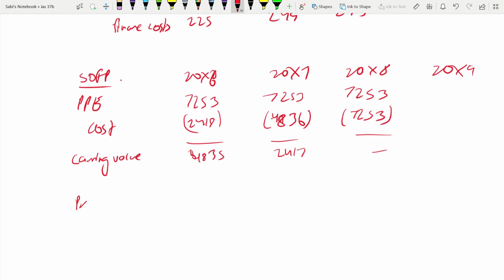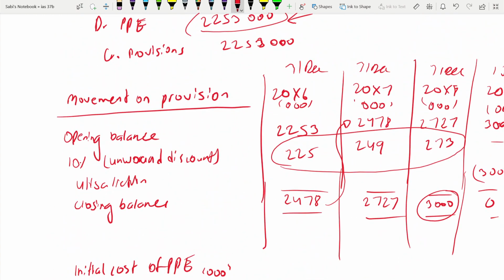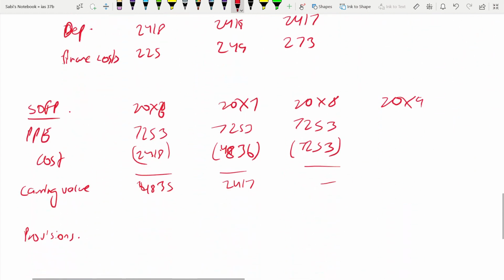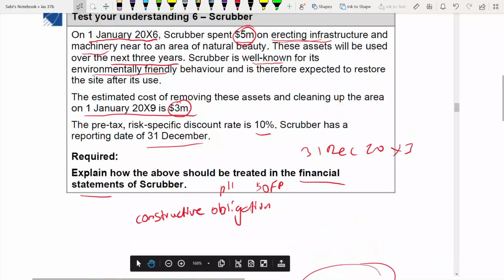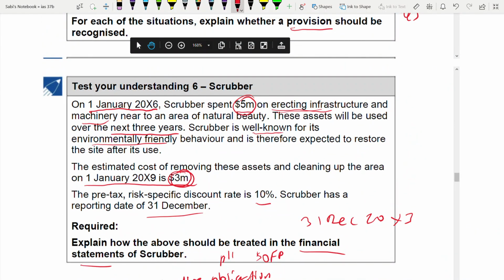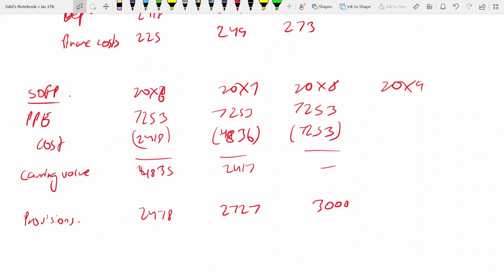The provision. Provision goes under liabilities. Okay. Provisions will be here, the movement in the provision. You have to check. The closing balance of the provision you have to take. This is why we do the table. 2478 in 2006, 2007 is 2727, and finally 3000. It has to be 3000. You see, the easiest way is to see. Here they have given you 3 million on 1st of Jan 2009. That means 31st December 2008. So you have to end up with that balance. Right? That's it. Now we'll be moving on to restructuring.